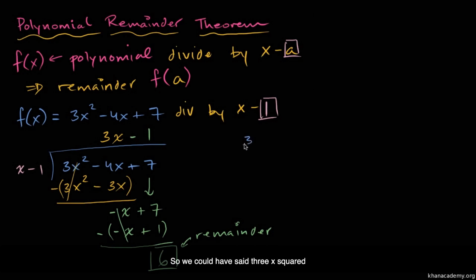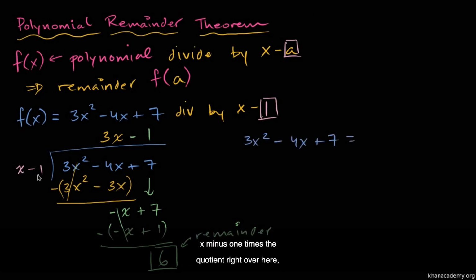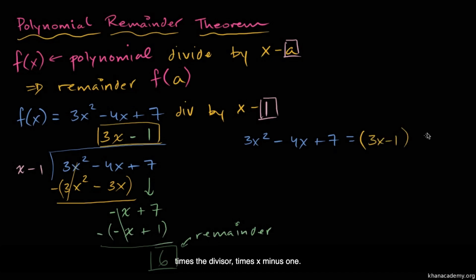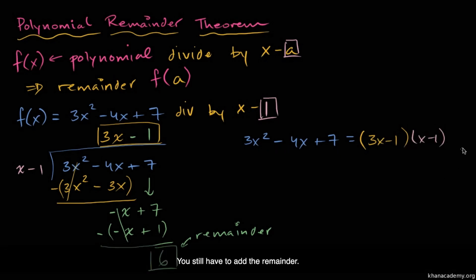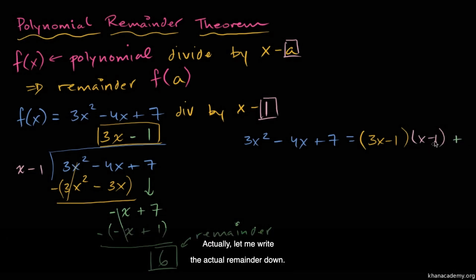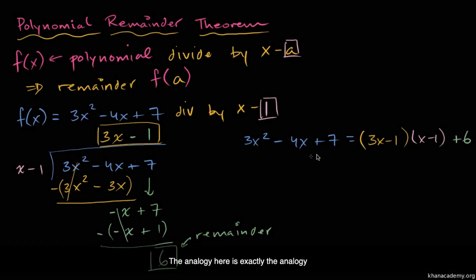So we could have said 3x squared minus 4x plus 7 is equal to x minus 1 times the quotient right over here. Or you could say the quotient times x minus 1. So it's going to be equal to 3x minus 1 times the divisor x minus 1. And when you multiply these two things, you're not going to get exactly this. You still have to add the remainder. So plus the remainder, and actually, let me write the actual remainder down. So plus 6.